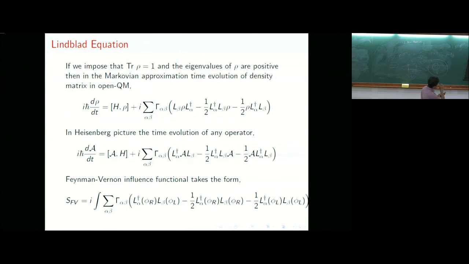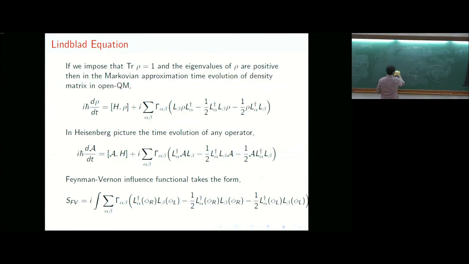Now if we go to the field theoretic picture, then we need to go to Heisenberg picture, because this is in Schrodinger picture. So in Heisenberg picture, time evolution of any operator is given by this. And from here we can directly write the Feynman-Vernon influence functional from this part. If we write the form, here this L alpha dagger is a function of phi r. This is because it comes from L alpha dagger, and that comes to the left side of A, and that belongs to the forward time contour. That's why it's a function of phi r, and this is a function of phi l because it comes from the backward time evolution.